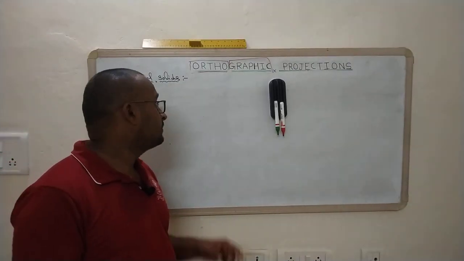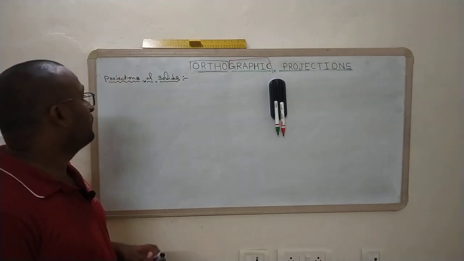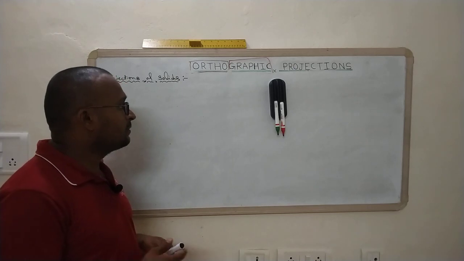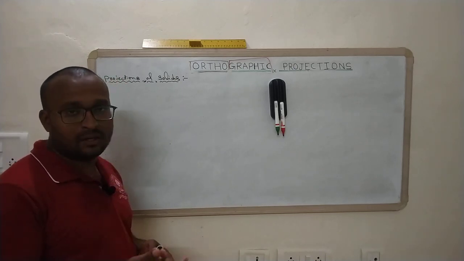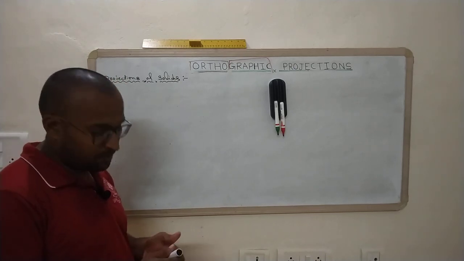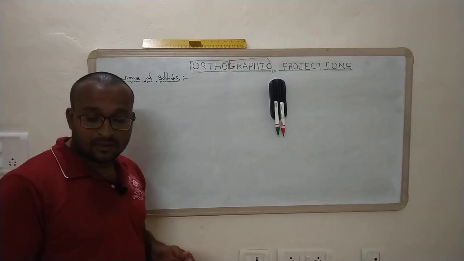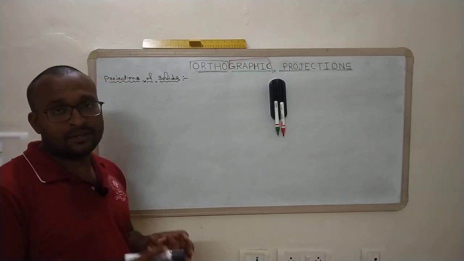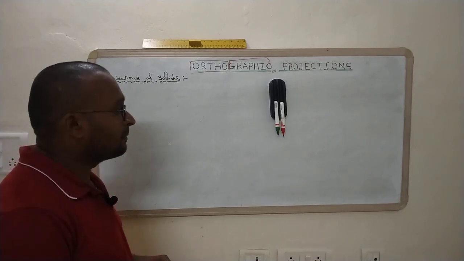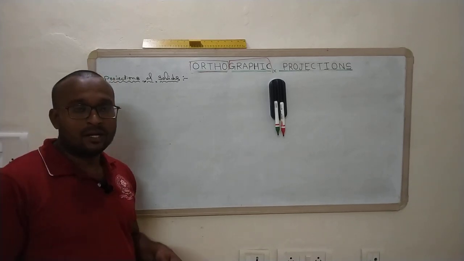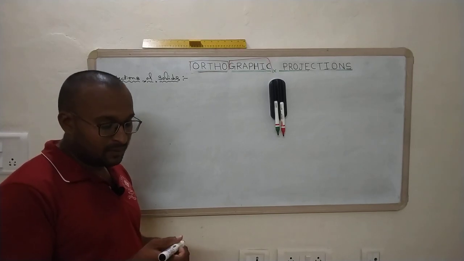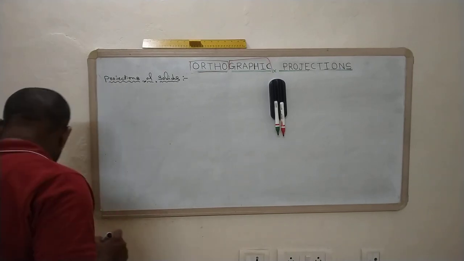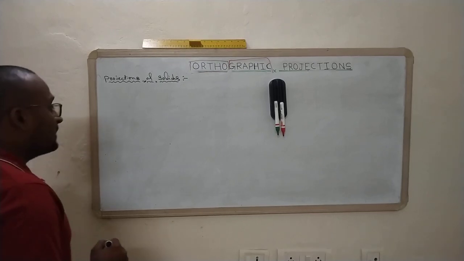Hello viewers, now we are going to discuss the projections of solids. In the earlier session, we discussed how the projections of solids are placed with respect to the horizontal plane and vertical plane. Now we will see how to construct the front view and top view of a given regular solid.